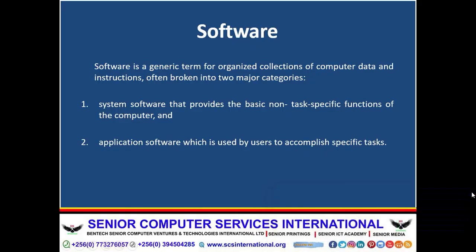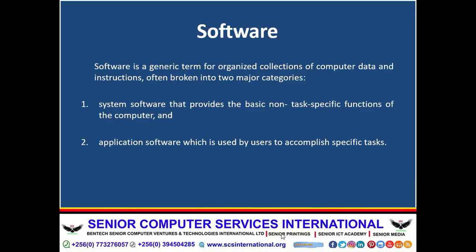So let's talk about software. Software is just a generic form of organized collection of computer data and instructions, often broken into two main larger categories, and that is system software and application software. System software provides the non-task specific functions of a computer, and application software is used by the user to accomplish a specific task. If you have a specific task, we use application software.